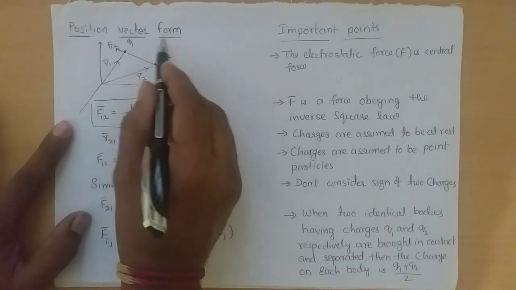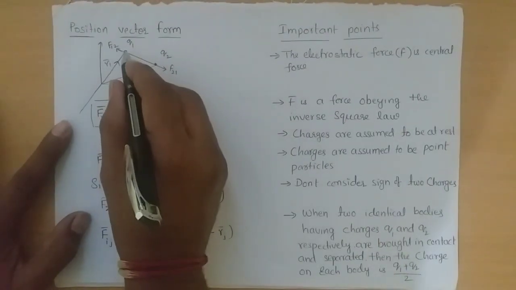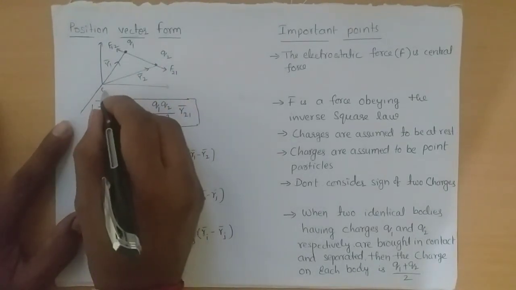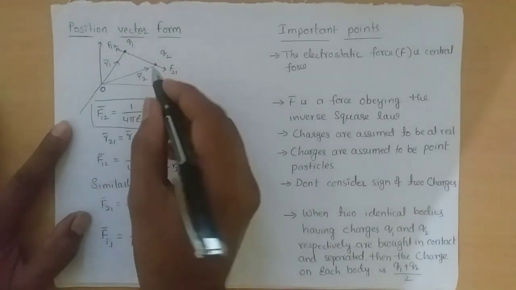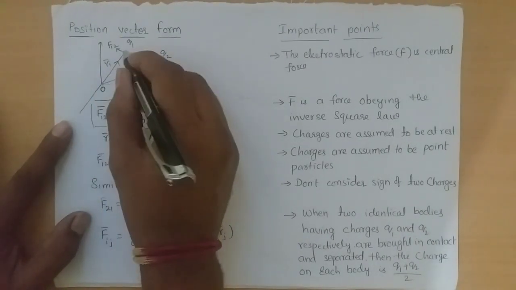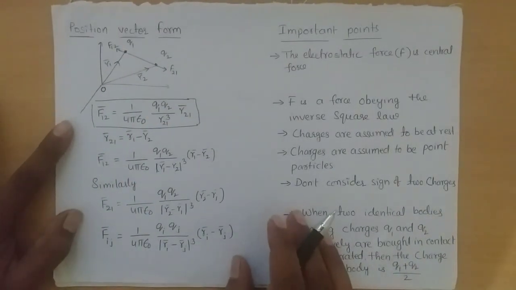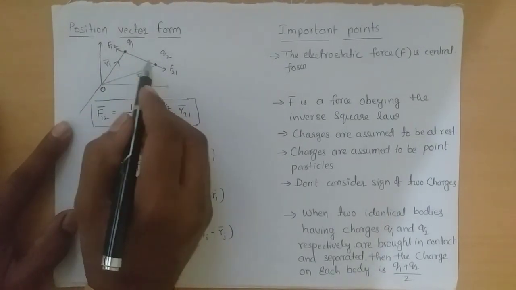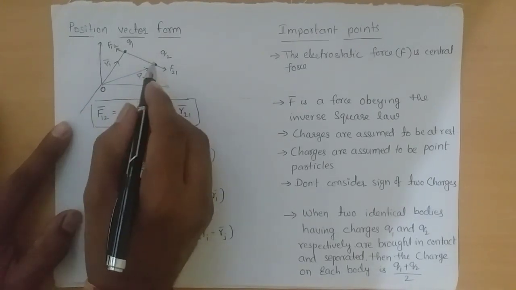Position vector form means we are going to write the formula with respect to the origin. Okay, so now this is the q1 charge. This is the xy coordinate system, and this is the origin. The position vector of q1 is r1 bar and the position vector of q2 is r2 bar. That means with respect to the origin, the distance of q1 is r1. From the origin, the distance of q2 is r2. Now if you are finding the force on the q1 charge due to q2, here also we are considering that these two charges are like charges, so repulsion takes place.